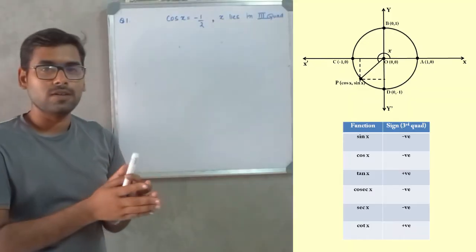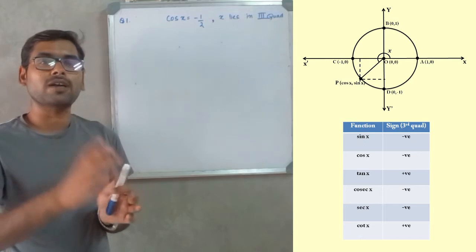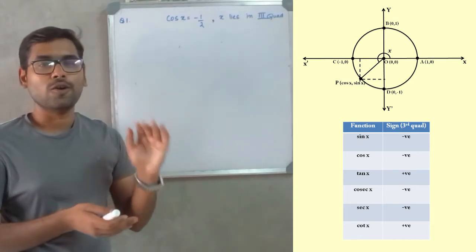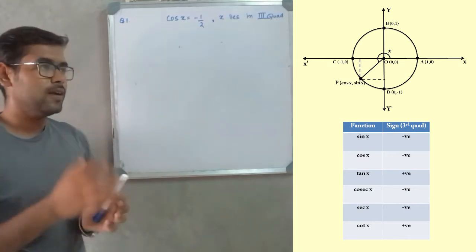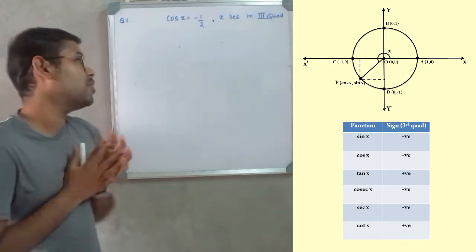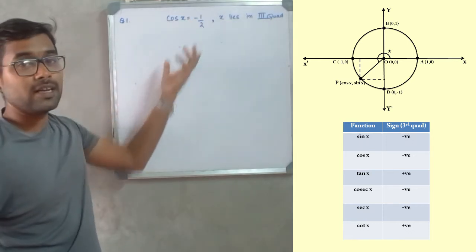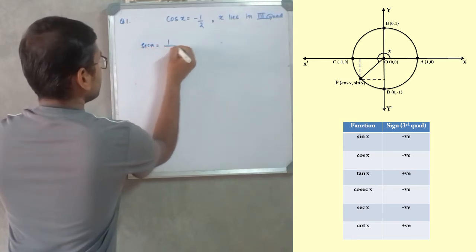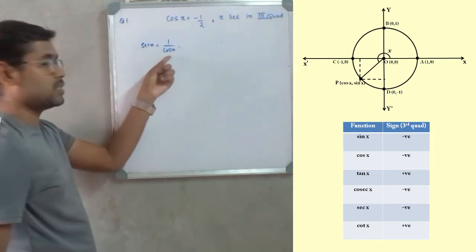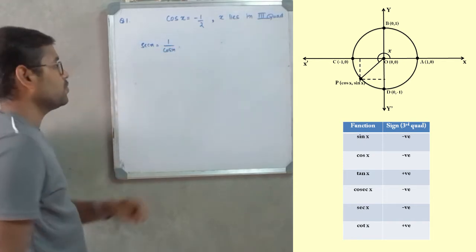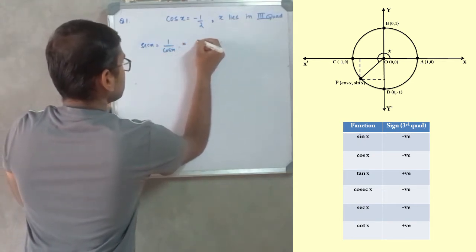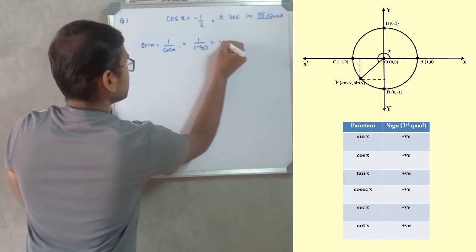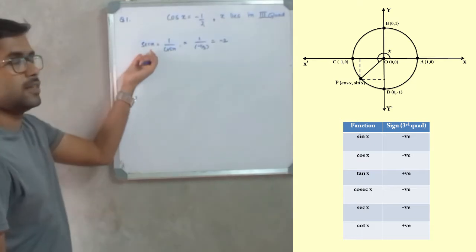Guys, before solving this question, let us recall what the signs of all the 6 trigonometric functions are in the third quadrant. In the third quadrant, sin, cos, sec and cosec are negative and tan and cot are positive. Now coming back to this question, using this information I can easily write the value of sec x. Sec x is basically defined as 1 by cos x for all the values of x except those for which the value of cos x is 0. Now in this relation, if I substitute the value of cos x, that is minus 1 by 2, I will get the value of sec x as minus 2. This is the value of sec x.